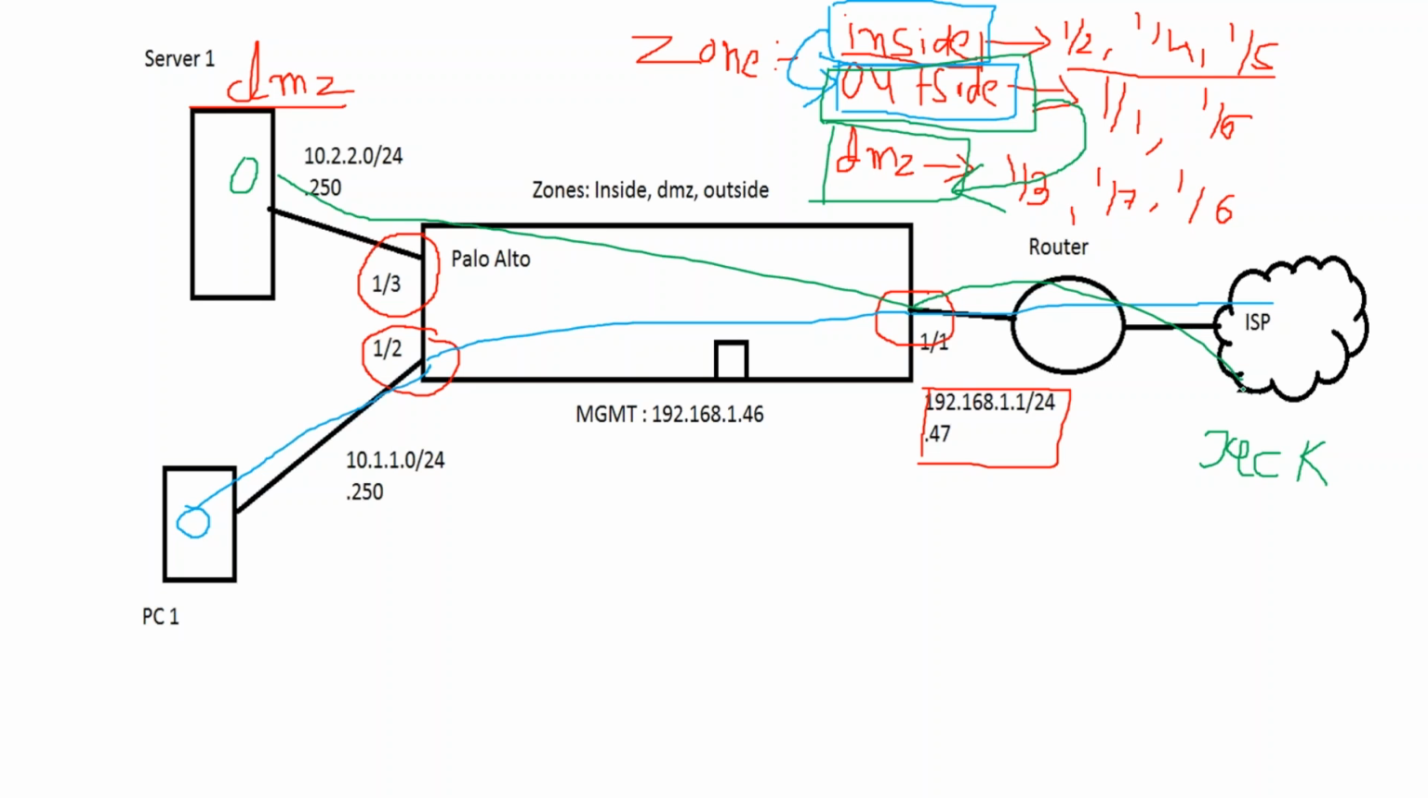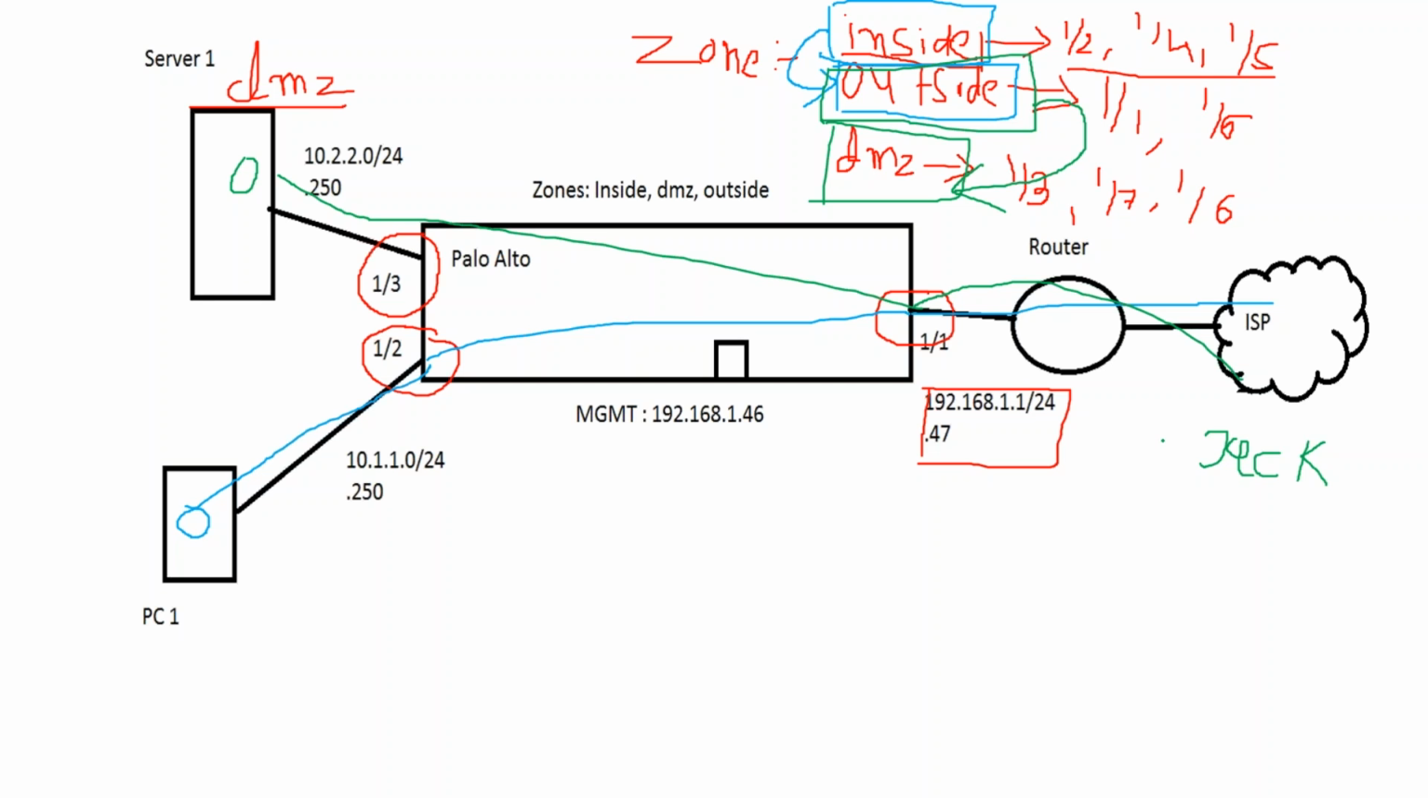And you don't want the ISP side user to access our internal network, because in the internal network we have our important data, right? We don't want anyone from the outside network to access our internal network. That's why we create a DMZ, and in the DMZ we put our public servers. So everyone understood this?